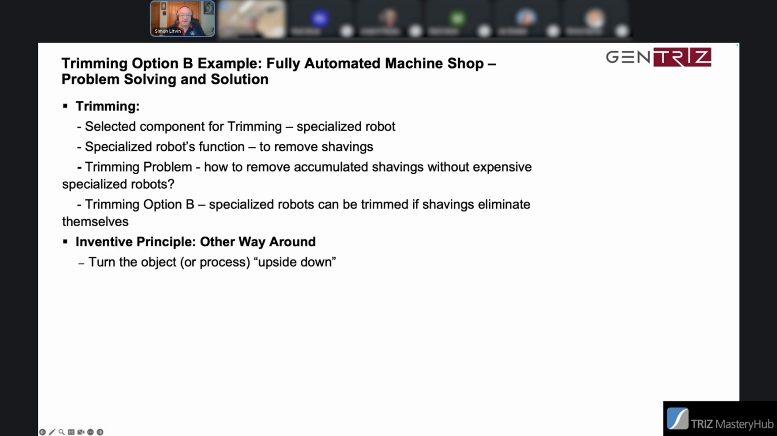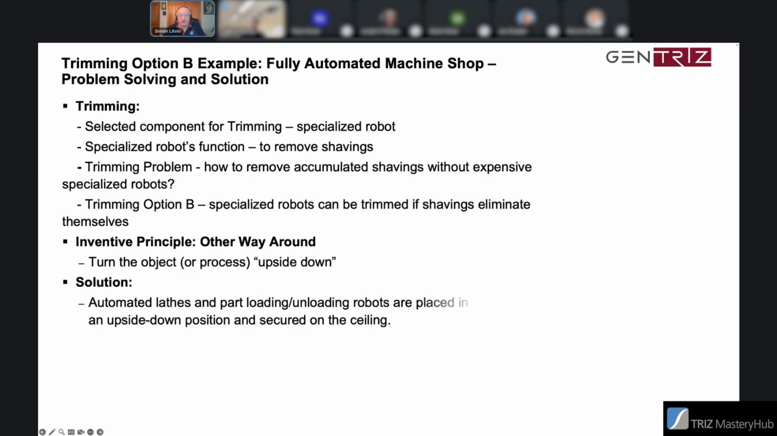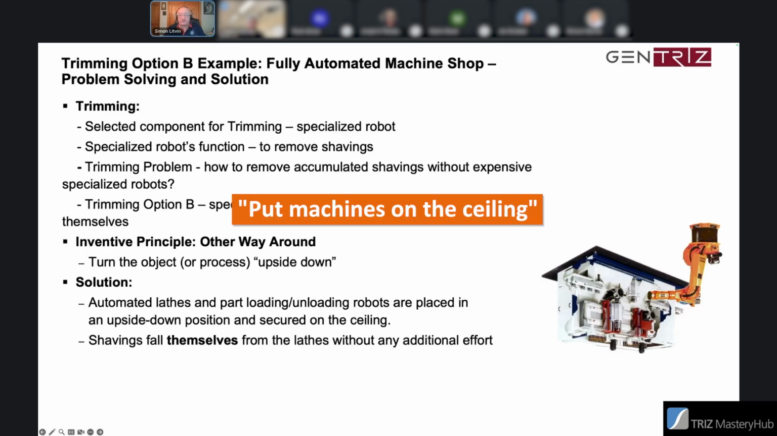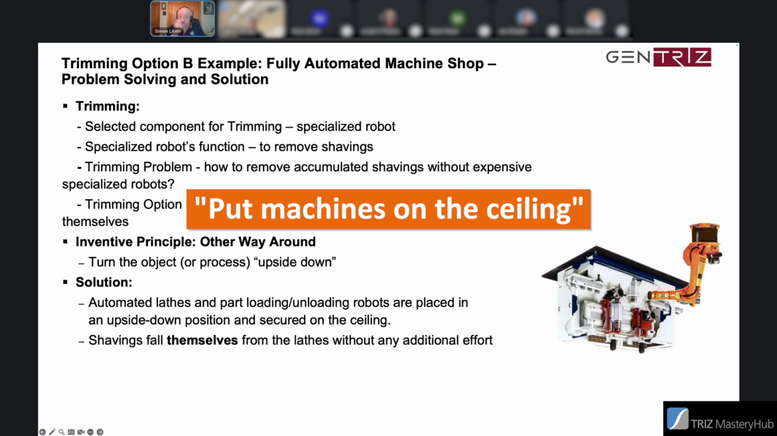Okay, then we apply an inventive principle. One of the inventive principles: other way around. Let's turn the object or process upside down. That's the recommendation of the inventive principle. And we recommended a solution. Remember, it's a fully automated shop, no humans. Why should we place the lathe machines on the floor? Let's place these machines on the ceiling.